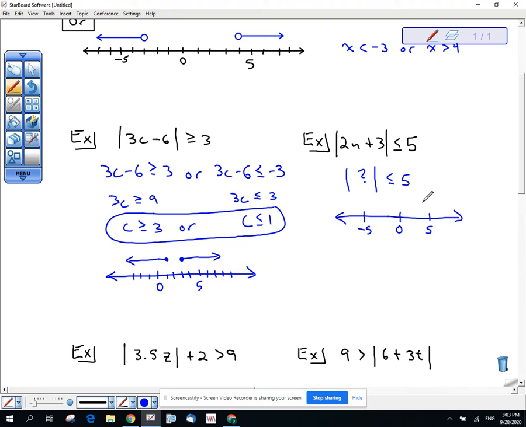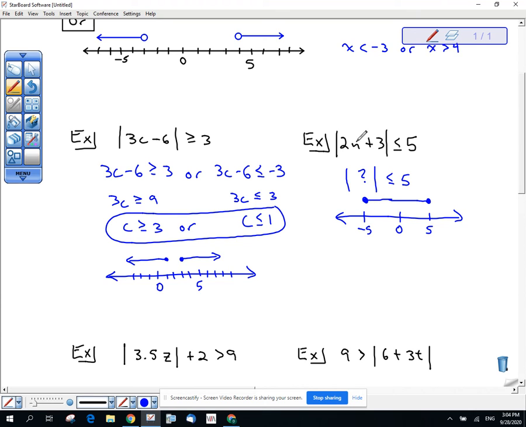But what about 4, 3, 2, 1, 0? All those would work. 0, its absolute value is 0, and it is less than or equal to 5. -1 would work, because -1's absolute value is 1. That's less than or equal to 5. -2 would work, -3, -4, -5. All these would work. In fact, this is the interval situation, or what I'm referring to as the AND situation. Okay? When it's an interval, it's AND. When they're going away from each other like this, it's OR. This is an AND situation.